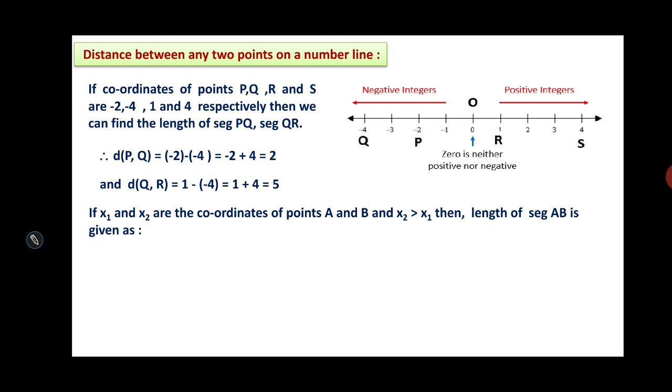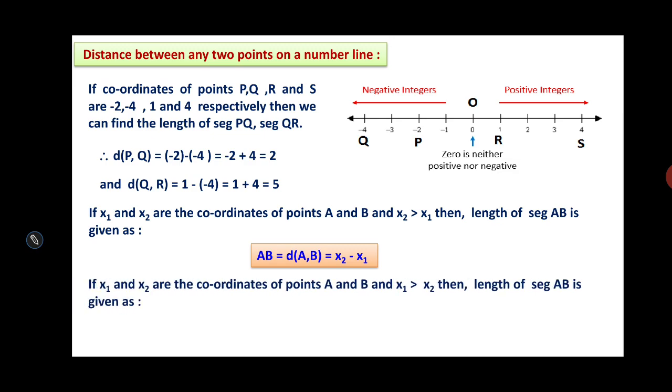So if x1 and x2 are the coordinates of points A and B and x2 is greater than x1, then the length of segment AB is given as AB equals the distance between A and B, which is x2 minus x1. If x1 and x2 are the coordinates of the points A and B and x1 is greater than x2, then the length of this segment AB is given as AB equals the distance between point A and B, which would be x1 minus x2.